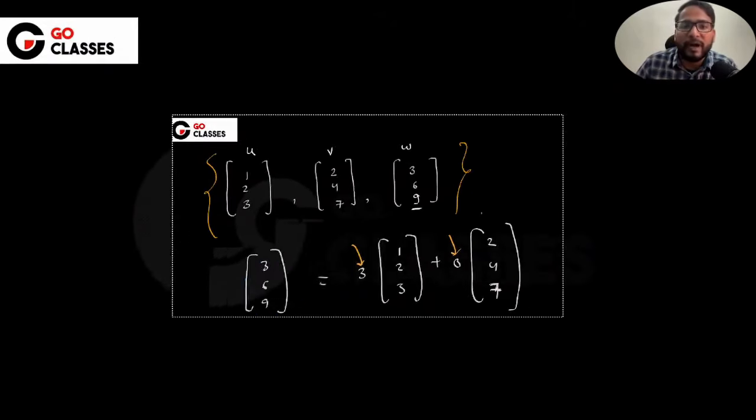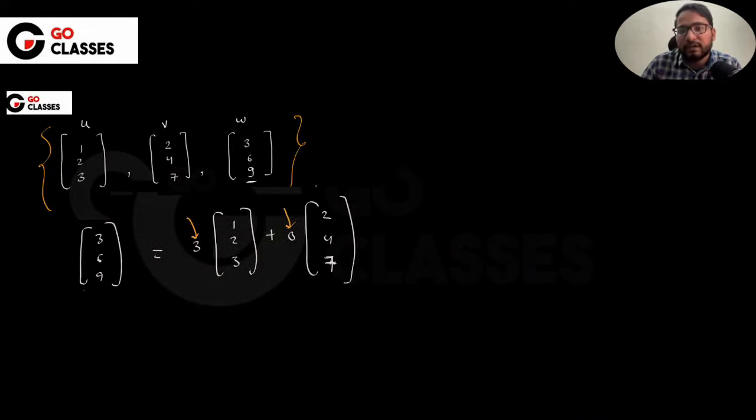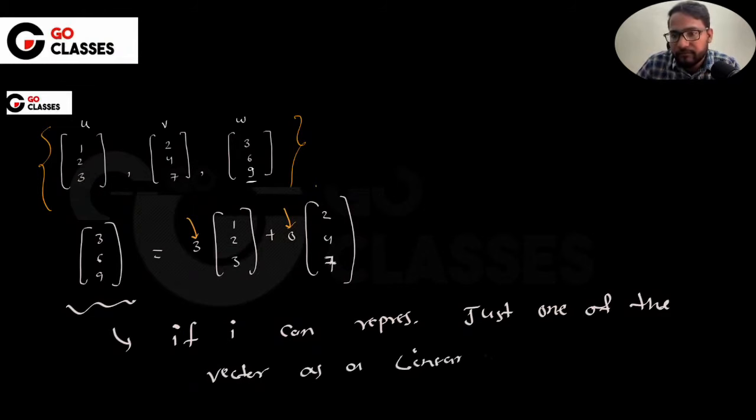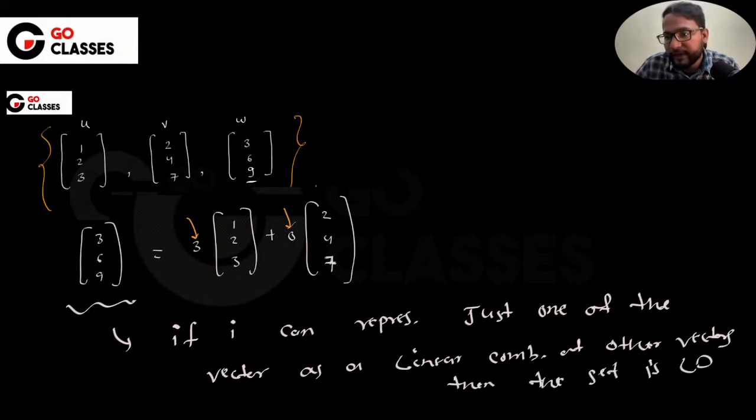For now, let me know if these things are making a little sense. I'm saying here that if I can represent just one of the vectors as a linear combination of other vectors, then the set of vectors is linearly dependent. Let me know if this is clear to everyone.